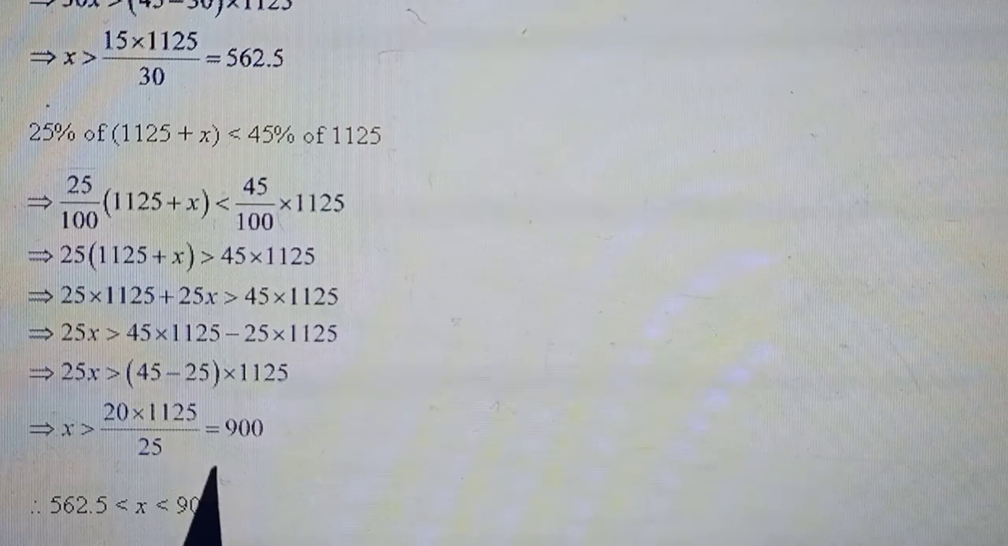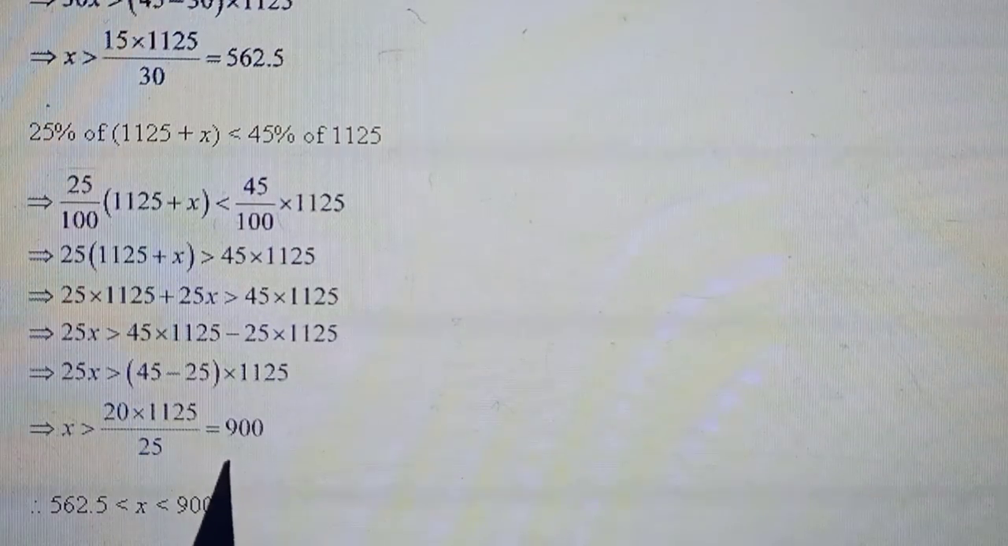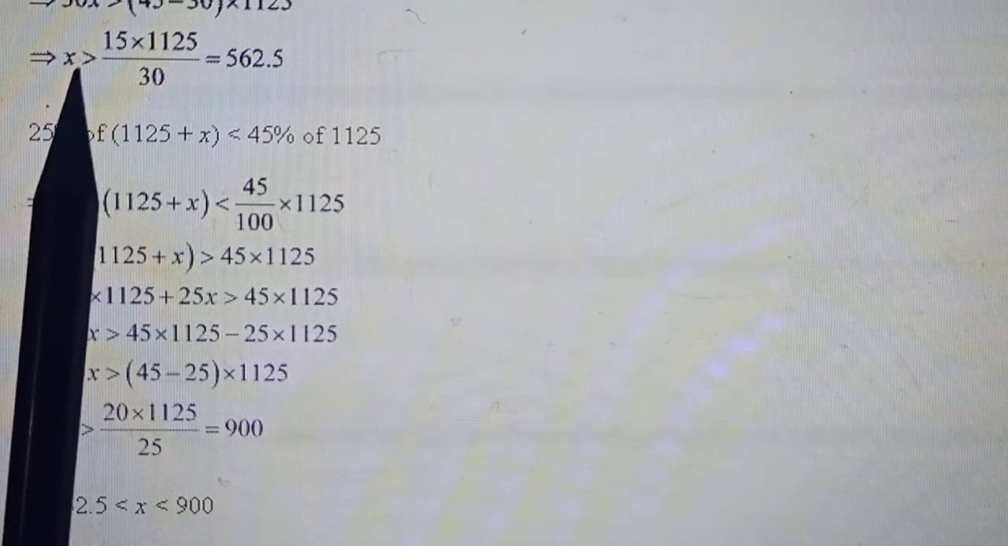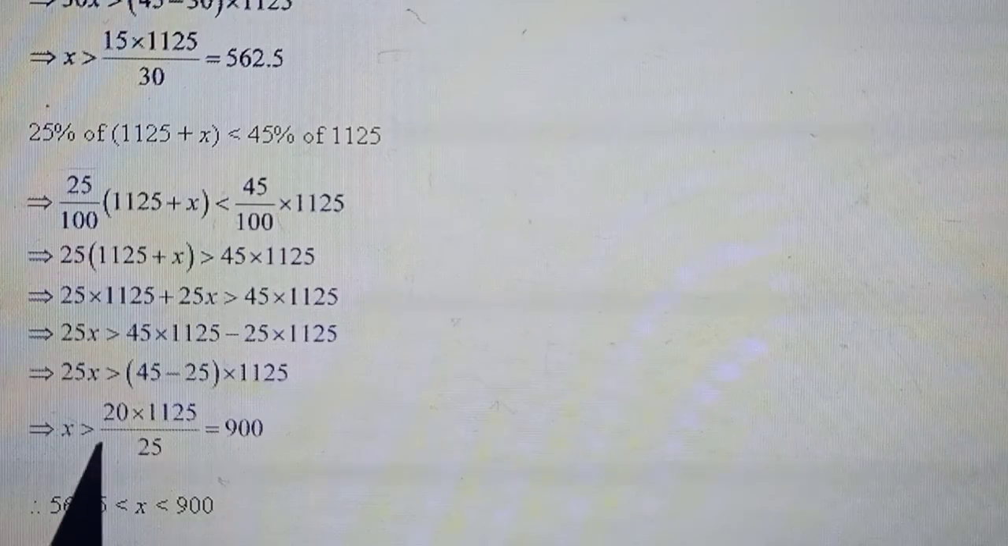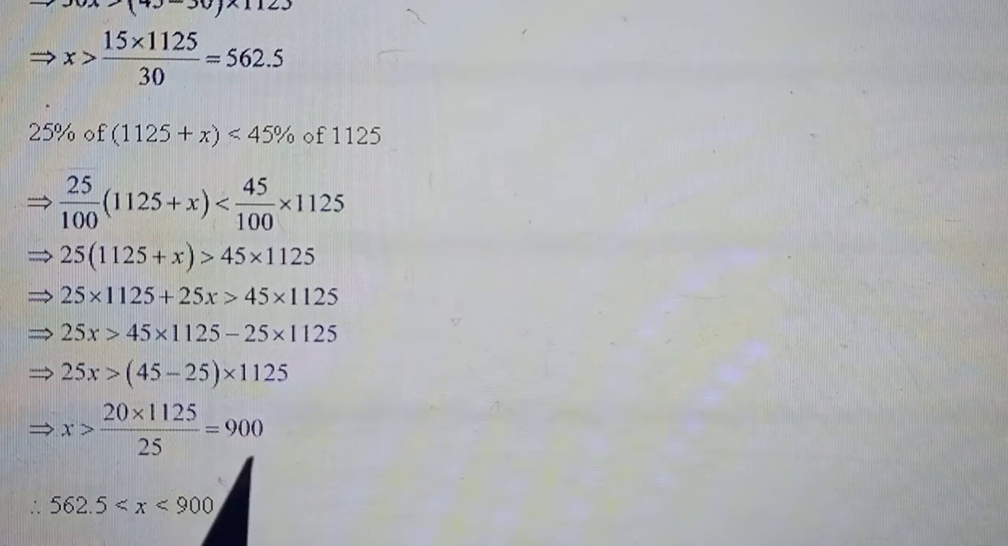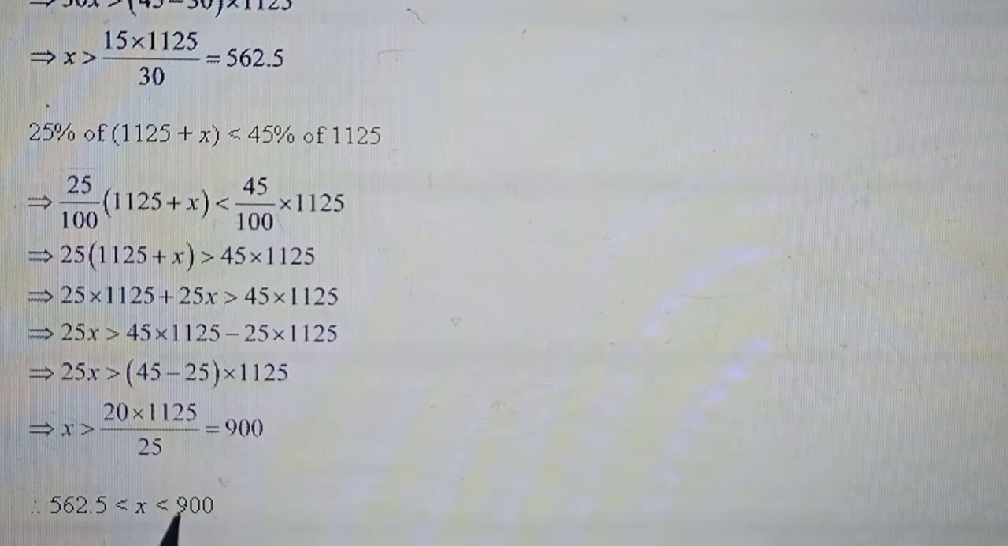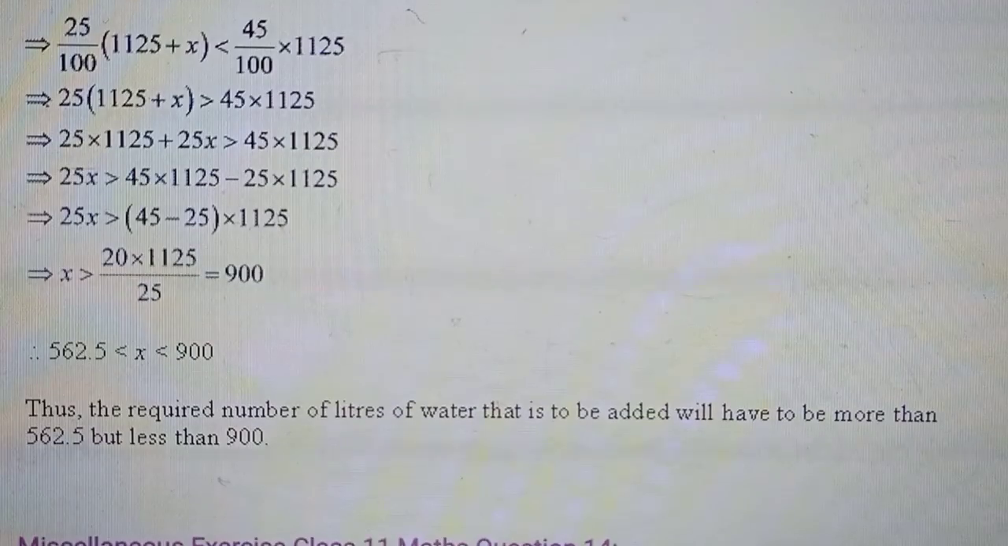x is coming as less than 900. So you will merge the two results. Here we got x should be more than 562.5, and here we are saying x should be less than 900. So you merge that, which means x would be from here to here. x was the amount of water we are adding. So we would say that the amount of water we are going to add to this acidic mixture would be more than 562.5 but less than 900, so that the strength can be kept between 25% and 30%.